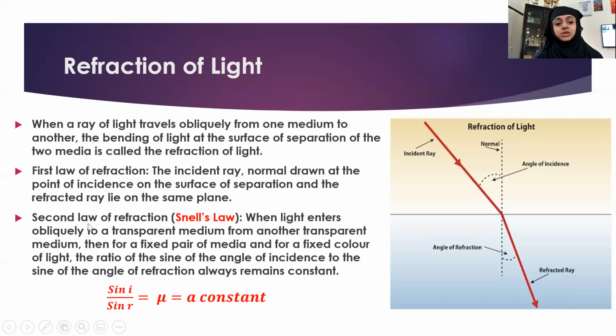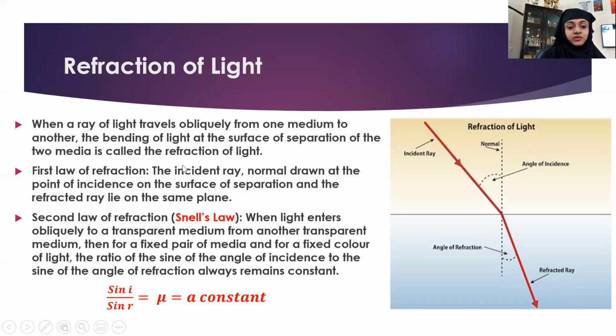Now, there are two laws of refraction. The first law, similar to the first law of reflection, states that the incident ray, normal drawn at the point of incidence on the surface of separation, and the refracted ray lie on the same plane. Simply, you can tell that the incident ray, the normal, and the refracted ray lie in the same plane.